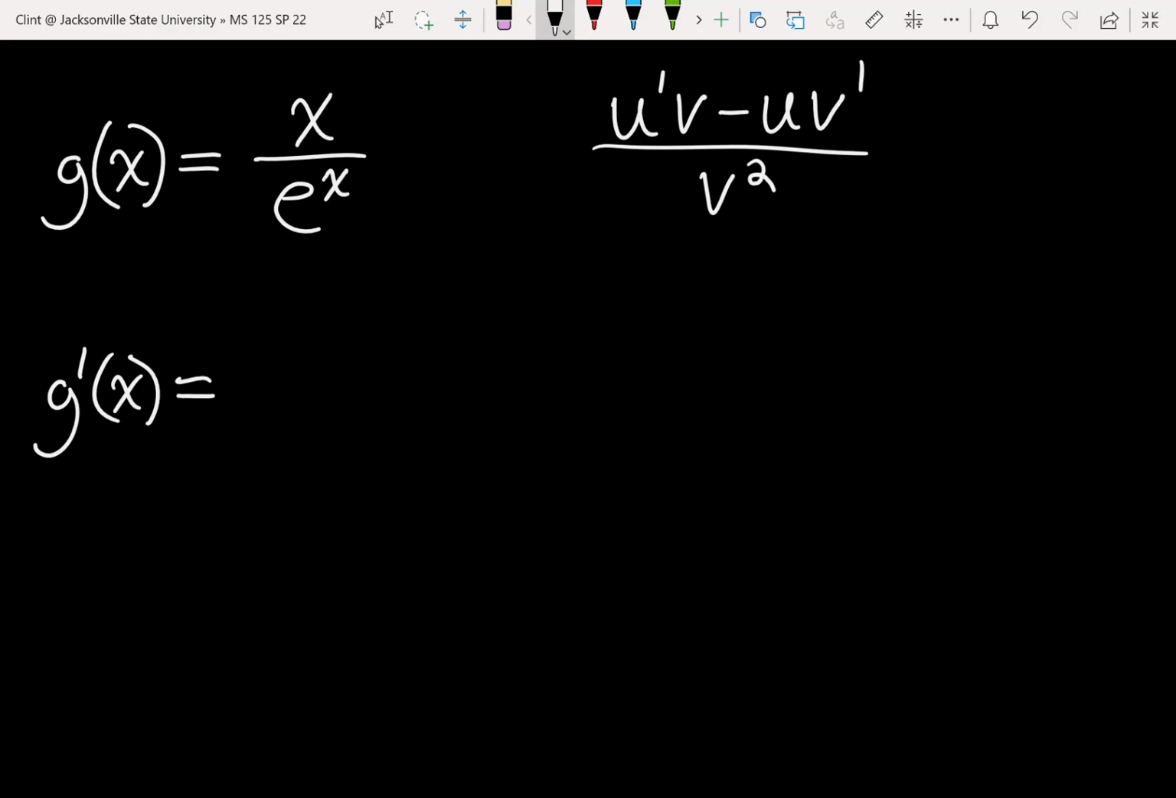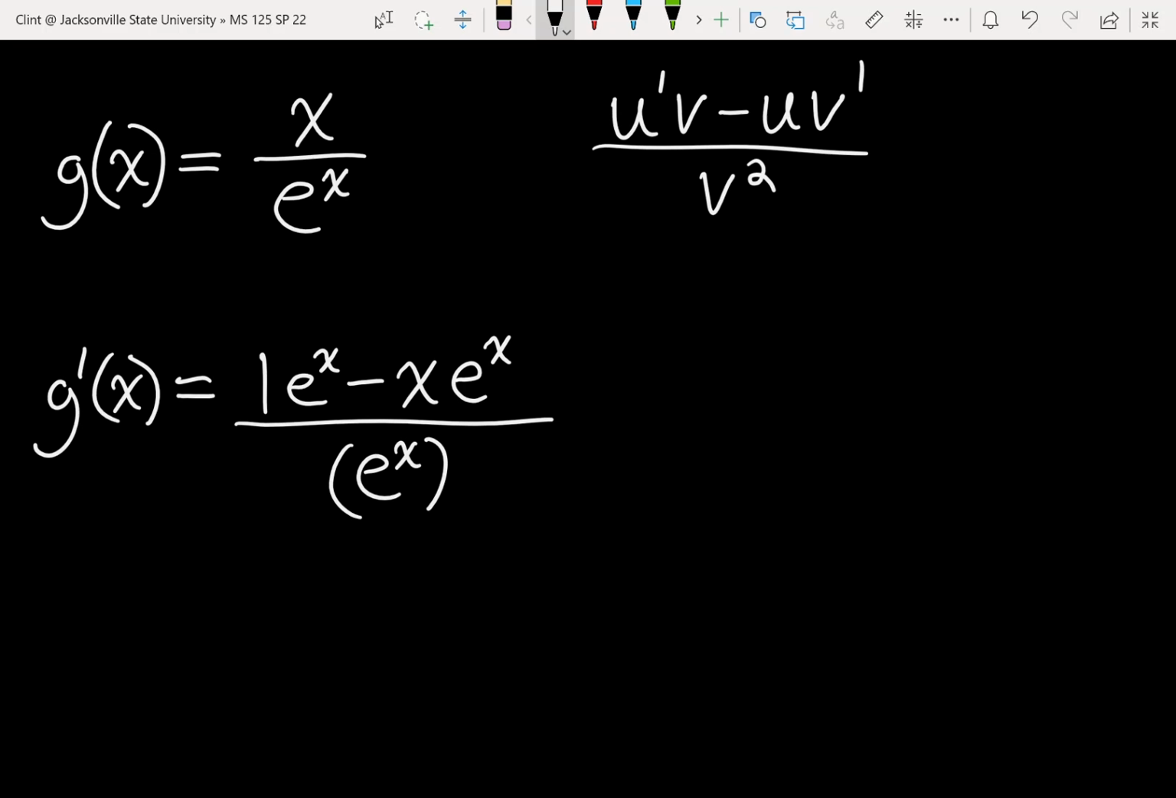All right, so the derivative of the top, 1, times the bottom is e to the x, minus the top, which is x, times the derivative of the bottom, e to the x, over bottom squared, so e to the x squared. There's our quotient rule. That actually simplifies some. Again, we got an e to the x in common on the top.